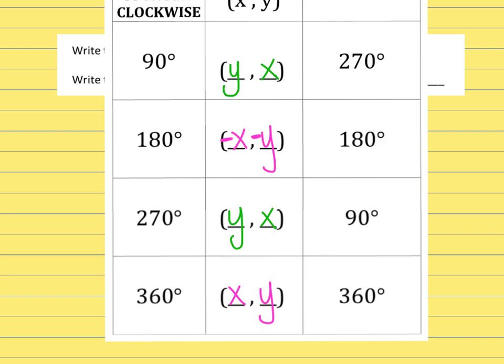In the first row, when you're doing 90 degrees counterclockwise, the Y is going to be the opposite of what it used to be. So the rule is going to have a negative sign with the Y. And then when you get down to the third row, the X is going to have the negative sign in front of it.